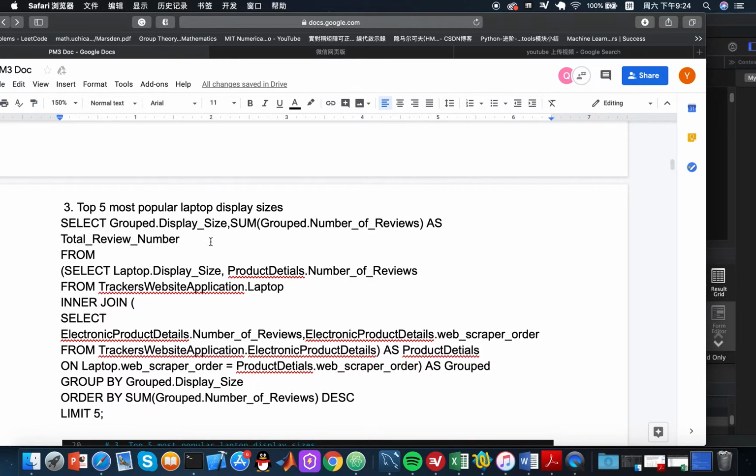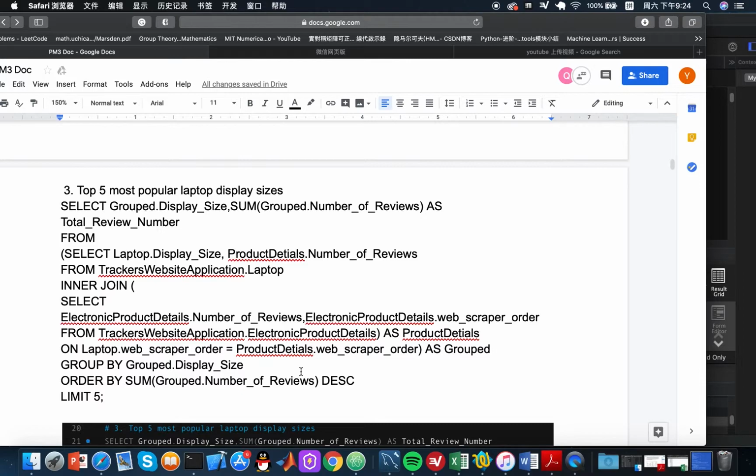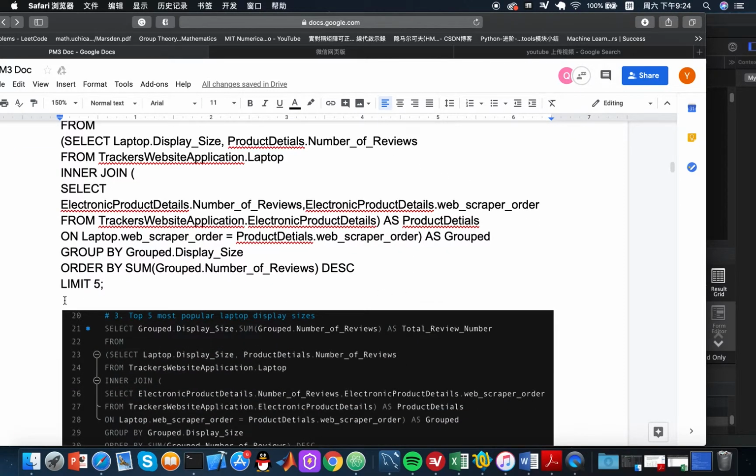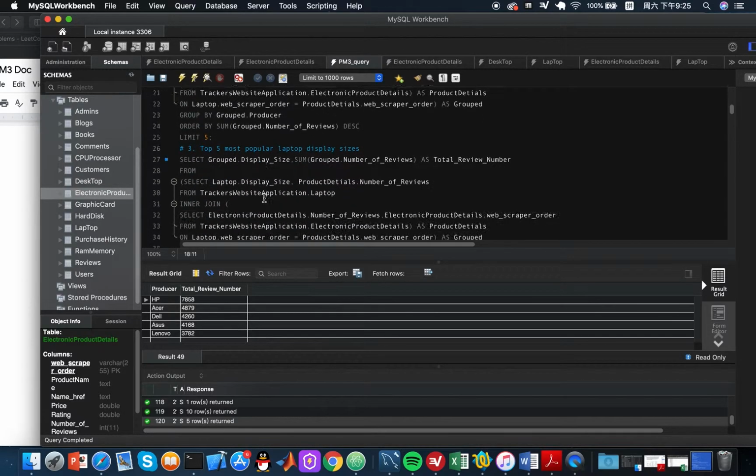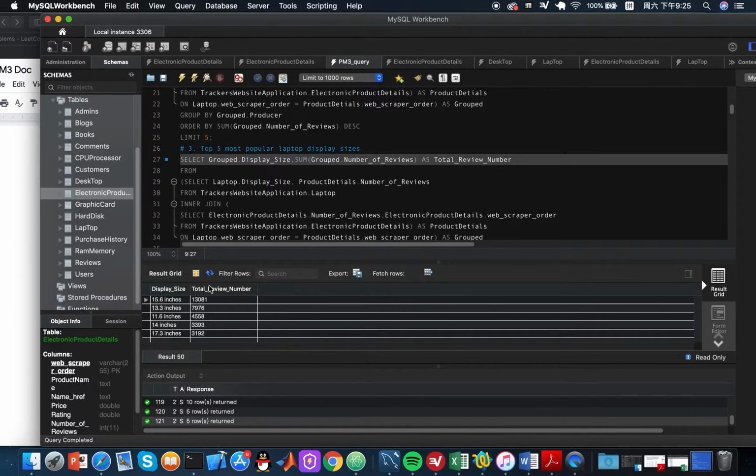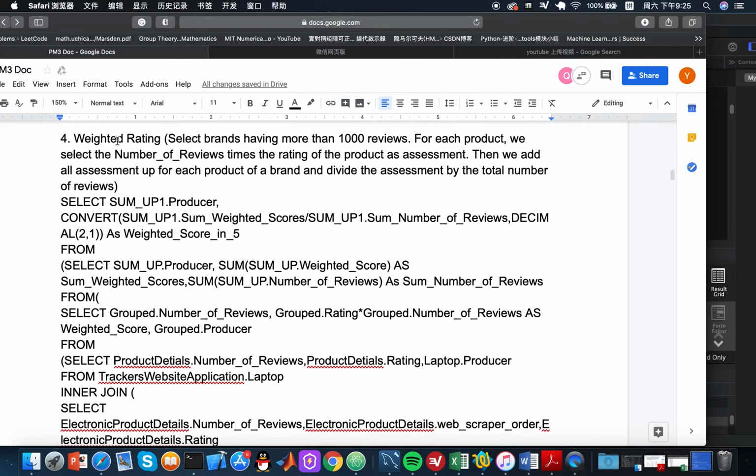The third one is the 5 most popular laptop display sizes, and this is also a key factor for customers to choose their laptop. First we select the display size and the product detail, number of reviews from the laptop table, we group it by the display size, and we count the number of reviews, which is actually the number of people who have bought the product. We order it by this number in descending order, and limit it by 5, and here is what we got. As you can see, the 15 inches is the most popular one among all of the options.